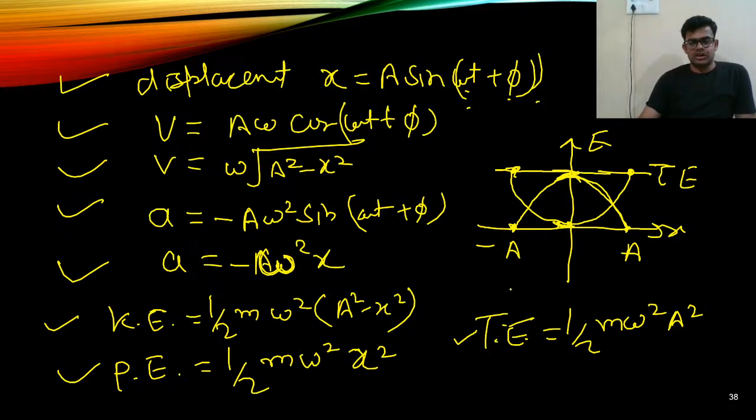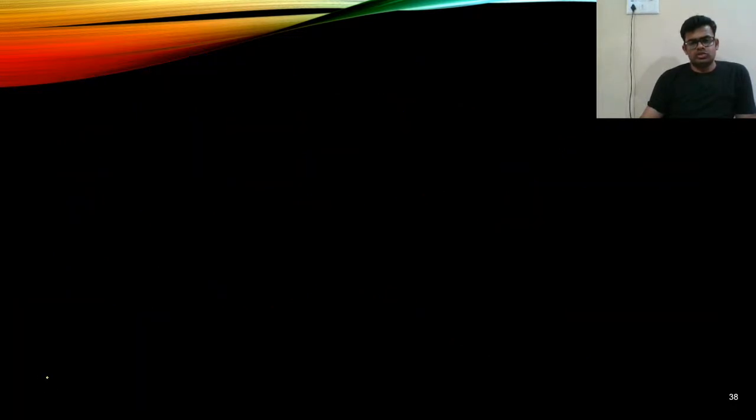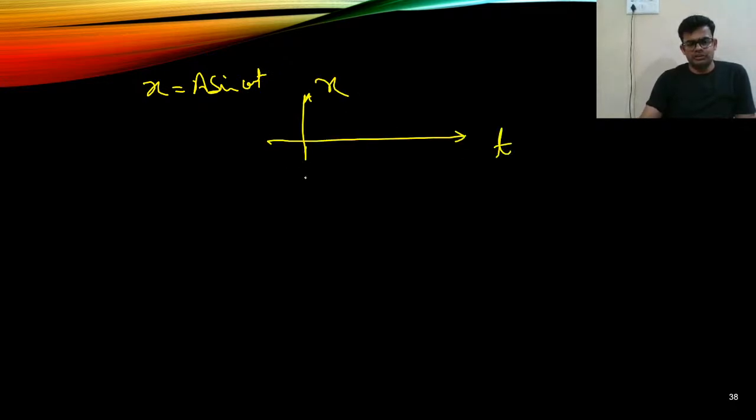Now some more things you need to remember. That is curves. So I am erasing all this. Now let us talk about curves. x equals a sine omega t. How will the curve look? The curve between x and t will be a sinusoidal curve. Sinusoidal means like this.